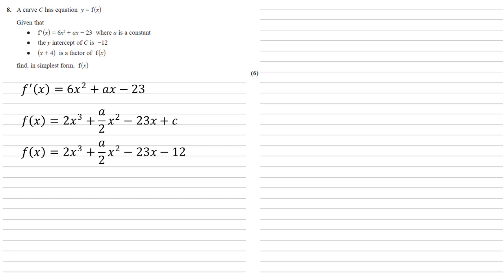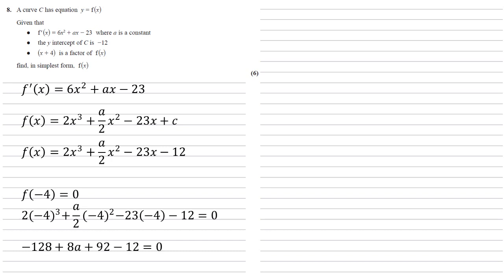We still need to find the a, so let's use our third clue. So if x plus 4 is a factor of f of x, this means that f of minus 4 must be equal to 0. So putting minus 4 into our expression gives us 2 times minus 4 cubed plus a over 2 times minus 4 squared minus 23 times minus 4 minus 12 equals 0. Simplifying this gives minus 128 plus 8a plus 92 minus 12 equals 0. So 8a equals 48 and a equals 6.